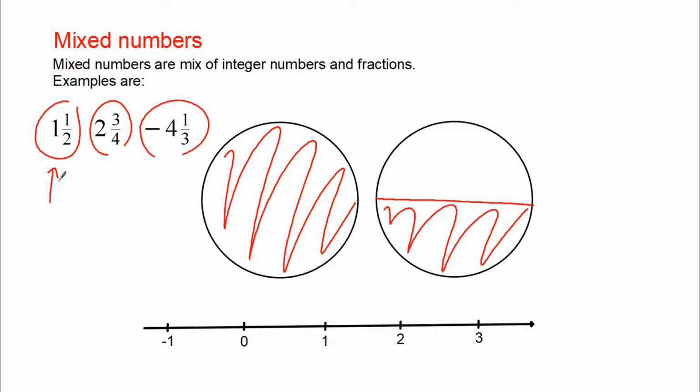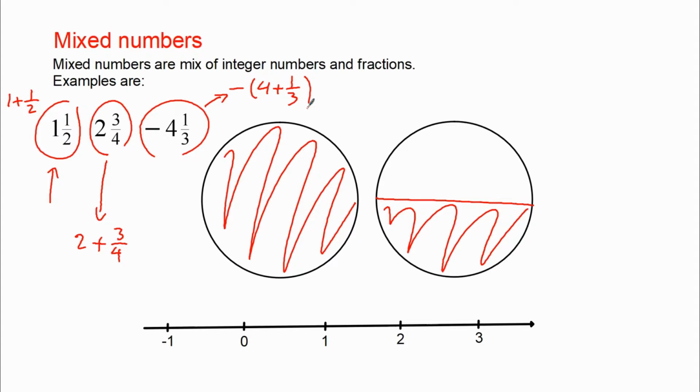Now 2 and 3 over 4 means we have 2 complete units, and then we have 3 over 4, or 3/4, of a unit on top of that 2. So as you can see, these basically mean 2 plus 3 over 4, and that 1 and 1 over 2 means 1 plus 1 over 2. And the last one, which is minus 4 and 1 over 3, basically means minus (4 plus 1 over 3). I need to put a bracket there just to show that the minus applies to the whole of 4 plus 1 over 3.